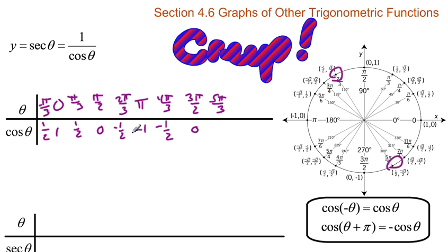And the opposite of negative 1/2 is 1/2. And then if I add pi to pi, I get 2 pi. And I do the opposite of negative 1, which is 1. All right, so cool little trick there.